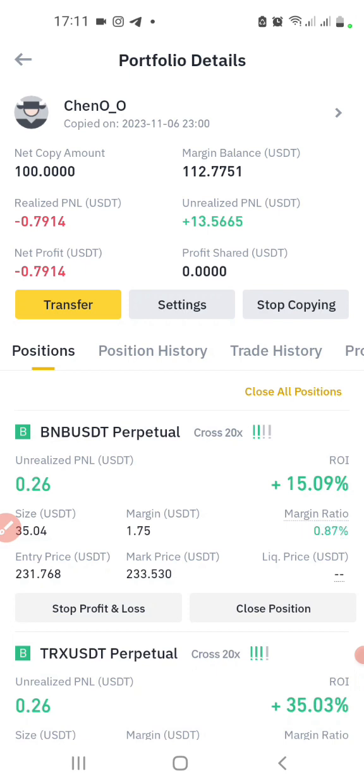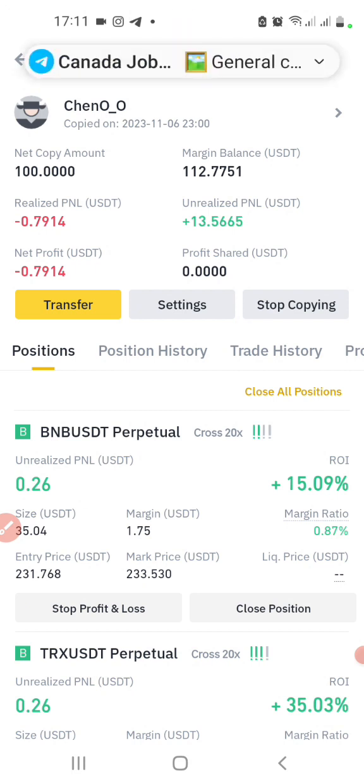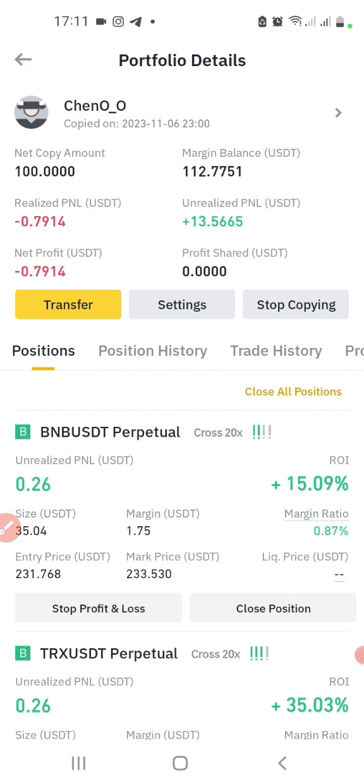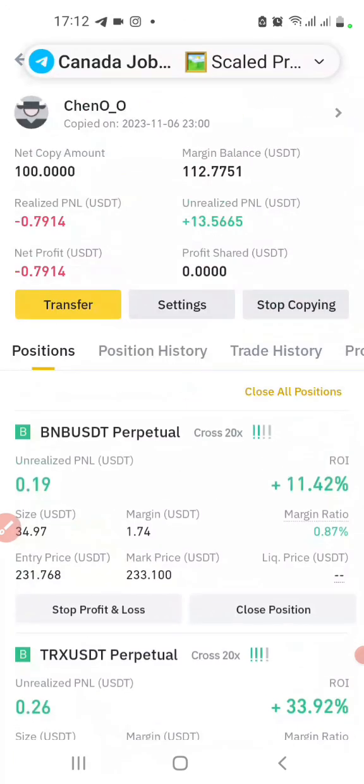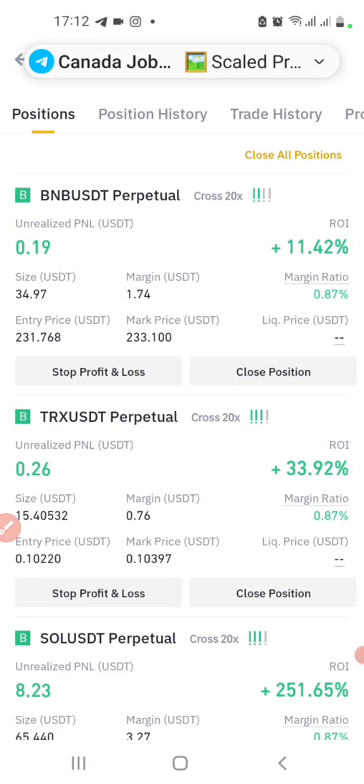In my previous video I talked about copy trading, how to copy a trade, how to select the lead trader, and some metrics that one must consider before copying a trade. So the last trade that I copied, and this is what is happening here. Let me show you how it's performing.